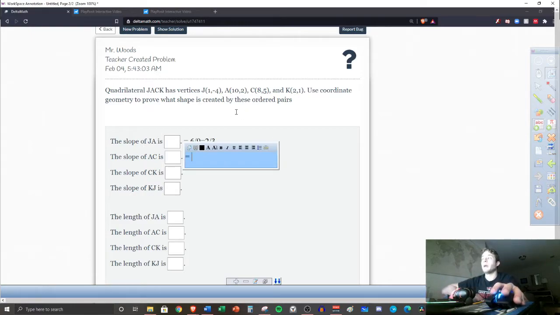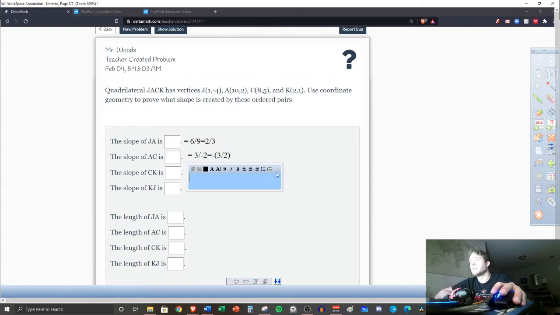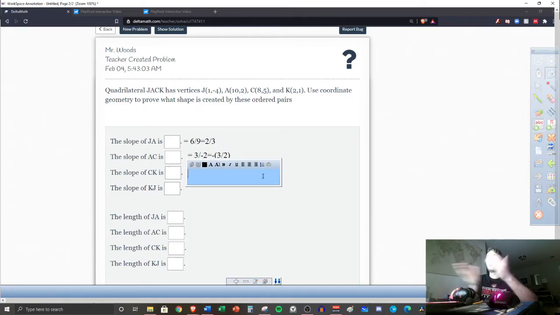We go from A to C, so 2 to 5, we're adding 3. 10 to 8 is -2, so that equals -3/2. Okay, -3/2. All right, next. So far, these are looking like they are right angles. Those are adjacent sides that we just did, JA and AC. They are opposite reciprocals, so right now they are perpendicular. Let's do the next one.